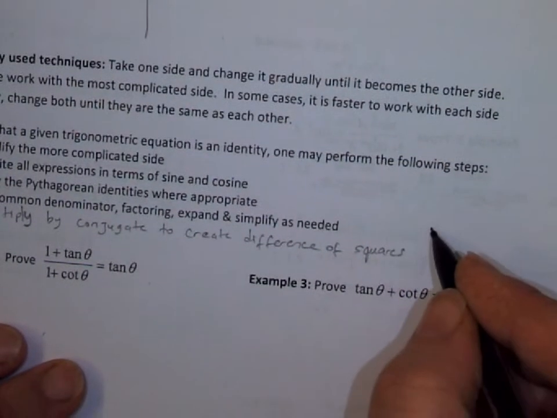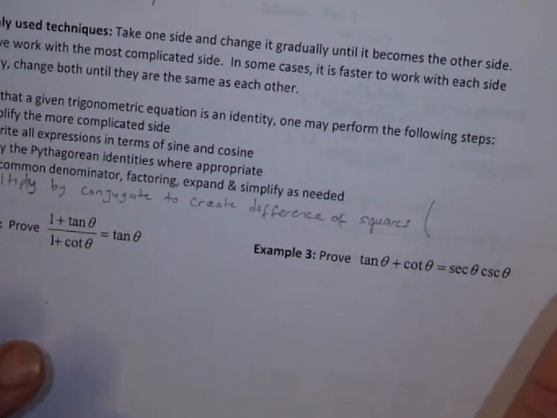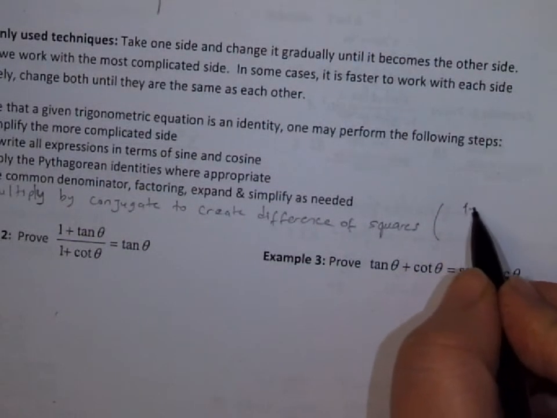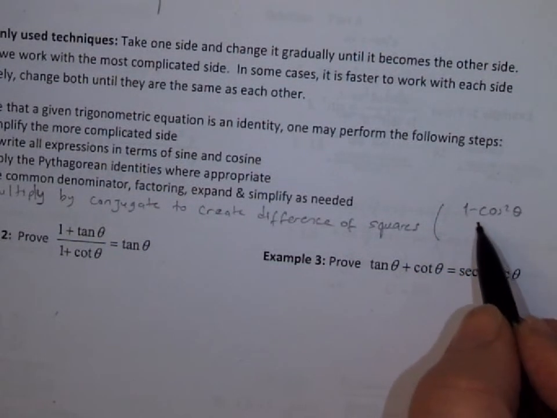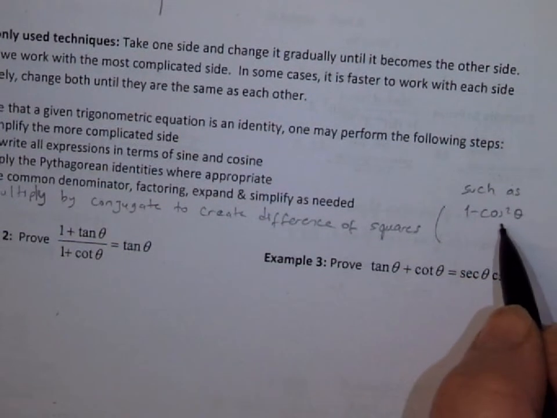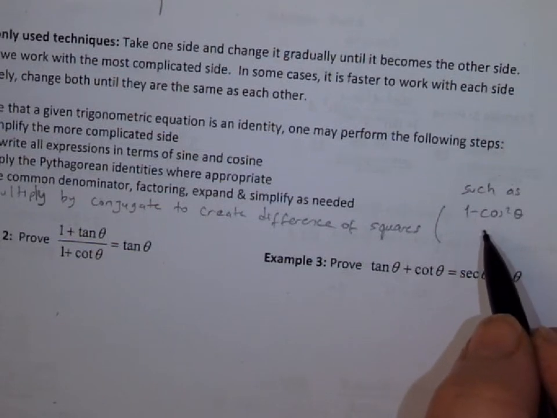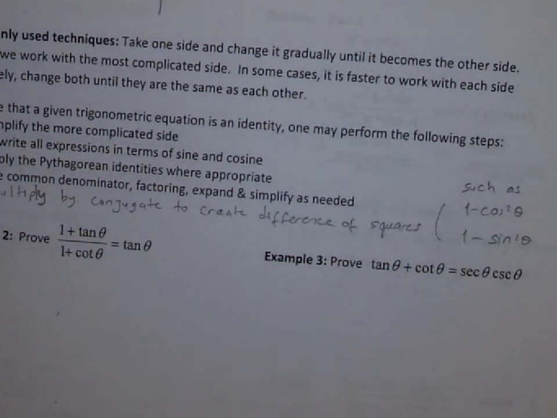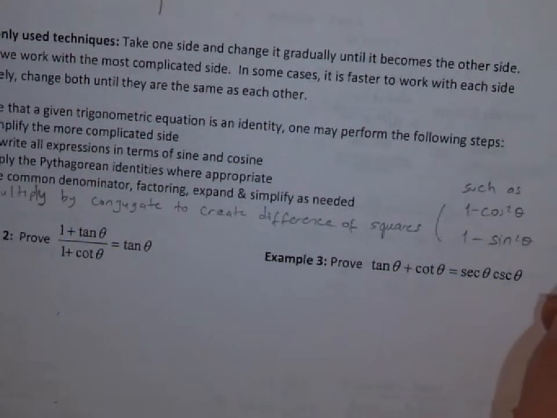For example, you have 1 plus cos theta. You can multiply it by the conjugate, 1 minus cos theta, then you get 1 minus cos square theta, right? Then you can replace this by sine square theta, or to create 1 minus sine square theta, we replace it by cos square theta.